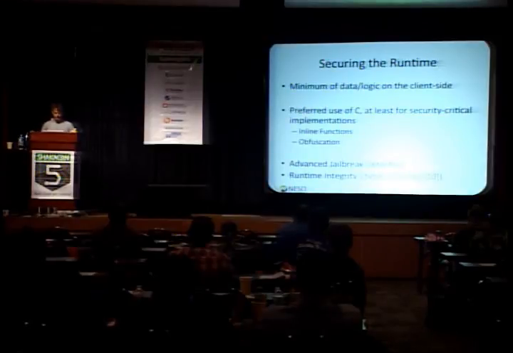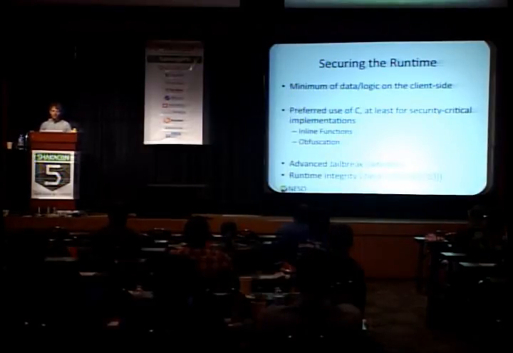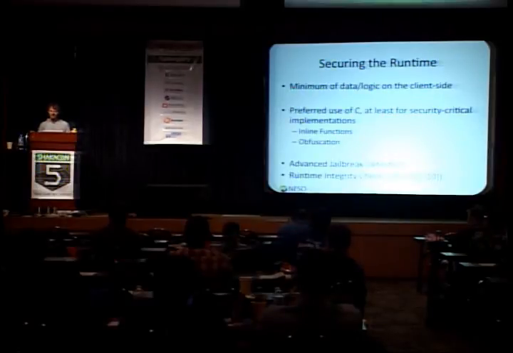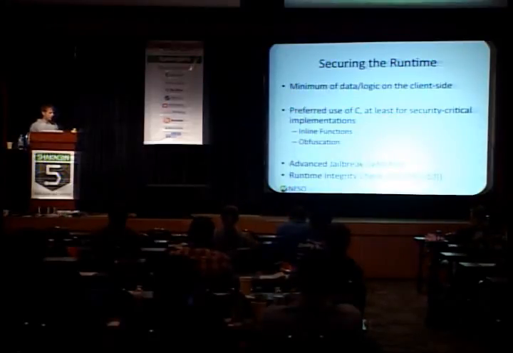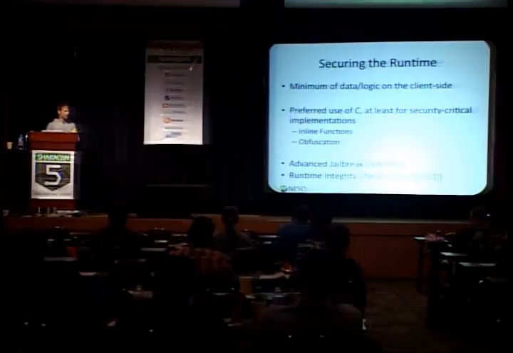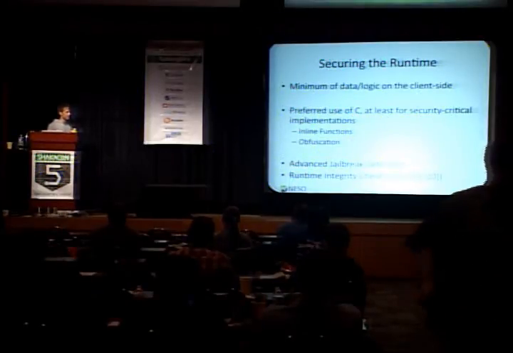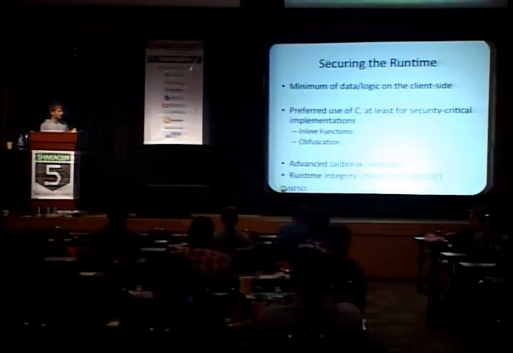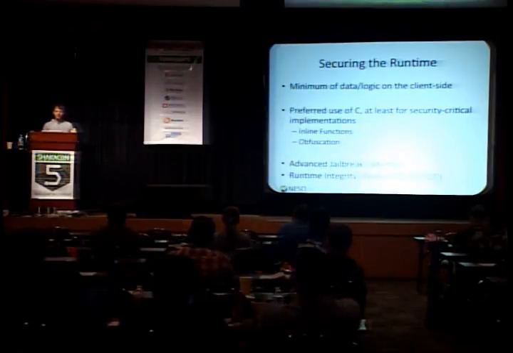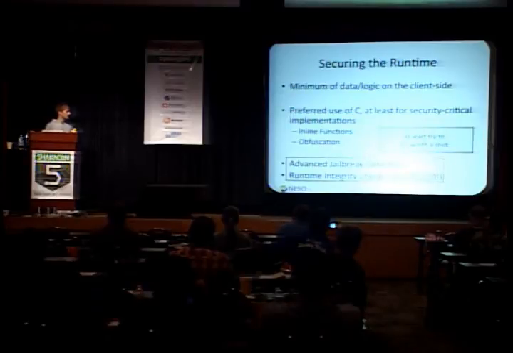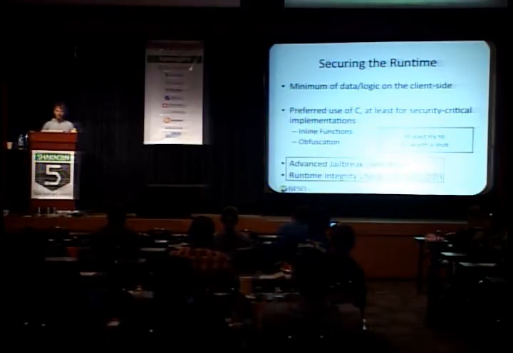To conclude, I'd like to discuss some countermeasures for securing the runtime. The first commandment, of course, is keep only a minimum of data and logic on the client side. So at least no client-side security mechanisms. Those can be easily bypassed with our tools. If you develop apps, make preferred use of C, at least for security-critical implementations. Objective-C can be hooked very easily. C cannot be hooked as easily as Objective-C. You can use something like inline functions, and more obfuscation is possible within Objective-C. And do some kind of advanced jailbreak detection and runtime integrity checks. At least try to. It's worth a shot, and you should always raise the bar as high as possible.